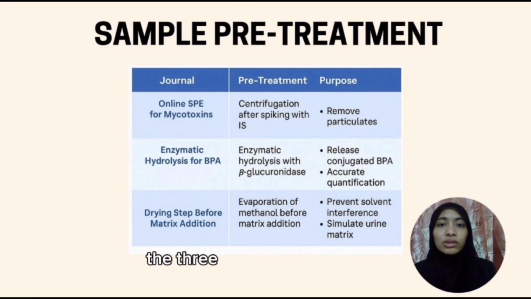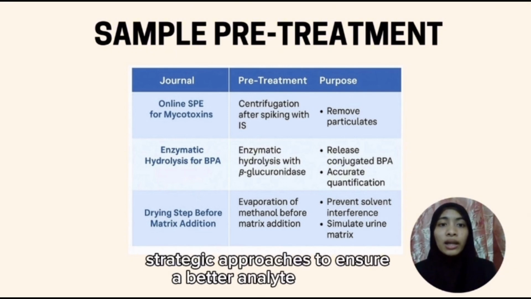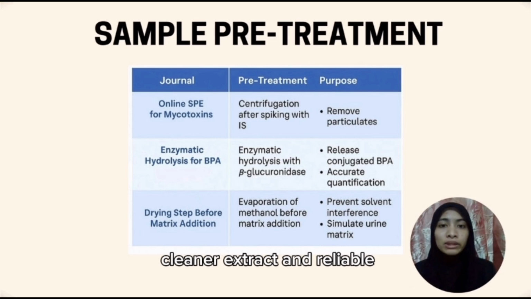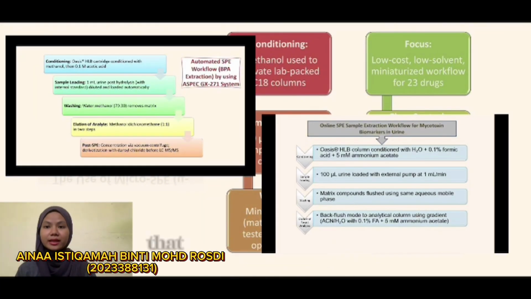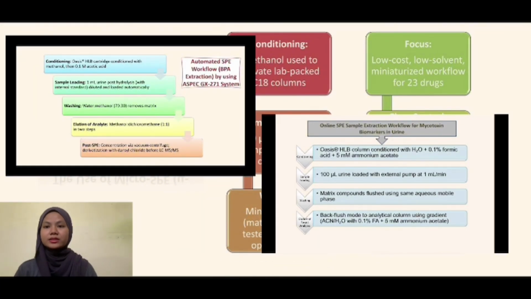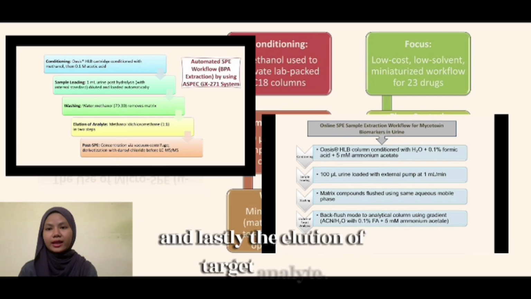In conclusion, the three journals we reviewed use different but strategic approaches to ensure better analyte recovery, cleaner extract, and reliable results. Today, I will share with you the findings that I got from those three journals, which follow 4 standard steps: the column conditioning, sample loading, washing, which is the elution of interferences, and lastly, the elution of target analytes.